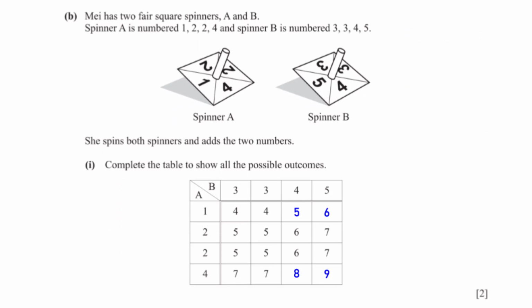Mai has two first square spinners, A and B. Spinner A is numbered 1, 2, 2, 4, and spinner B is numbered 3, 3, 4, 5. She spins both spinners and adds the two numbers. Complete the table to show all the possible outcomes. When we add 1 to 4, we get 5. When we add 1 to 5, we get 6. When we add 4 to 4, we get 8. When we add 4 to 5, we get 9.